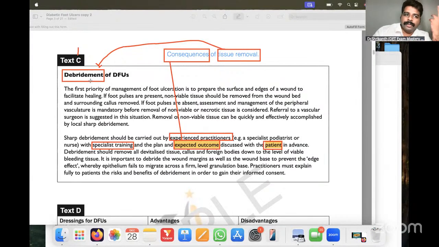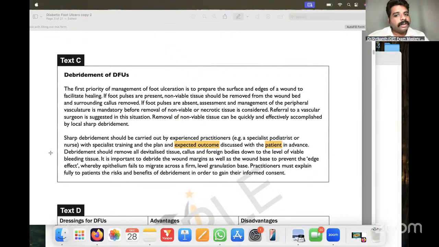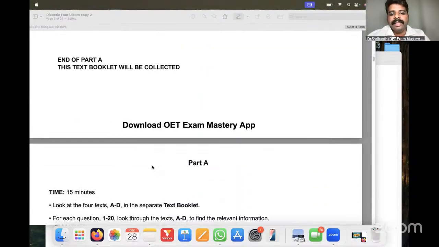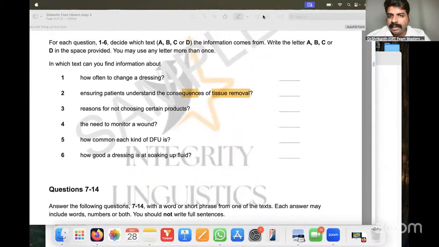So my intuition was once again right. See, like this, even without having to read all four texts, A, B, C and D, if you are able to simply read and understand the headings, you can definitely save a lot of time and energy. Right. So now let's come to the third question over here.